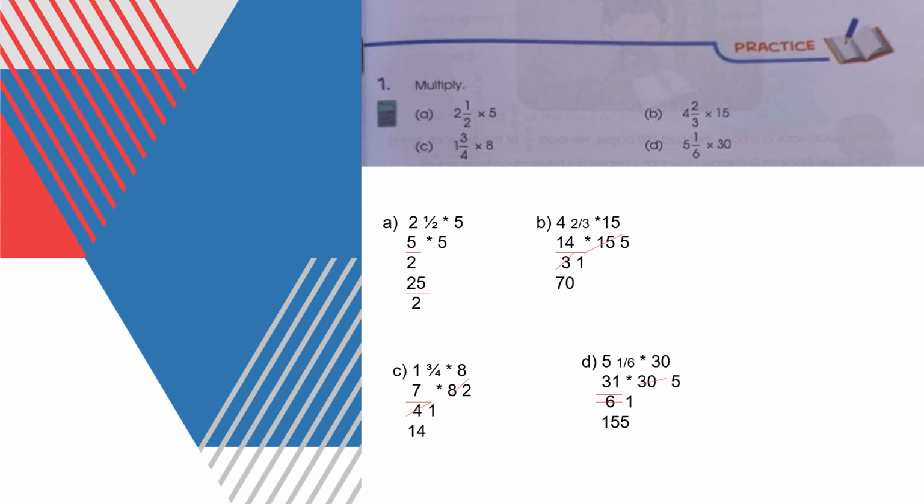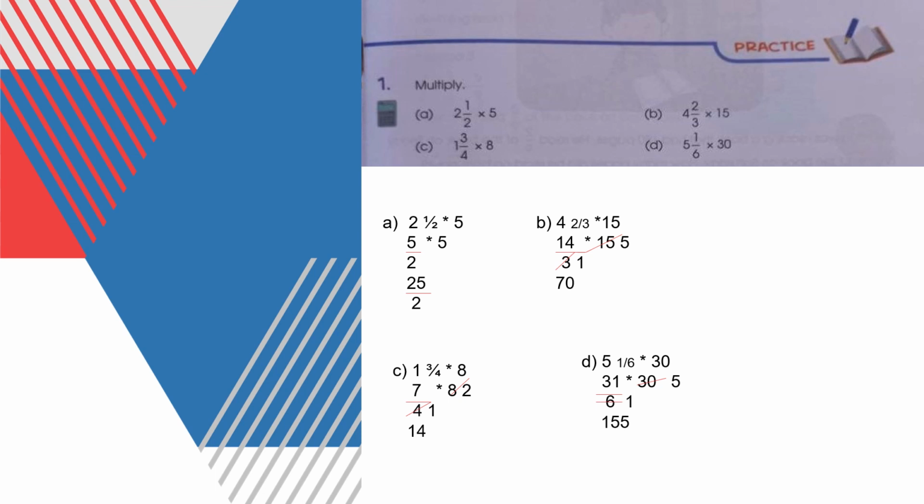In part B, we have 4 whole number 2 over 3 multiplied by 15. 4 whole number 2 over 3 is equals to 14 divided by 3 multiplied by 15, and we can cancel out 3 and 15 with each other. So we have 3 into 1 is 3 and 3 into 5 is 15. Now we have 14 into 5 is equals to 70, and this is our answer.